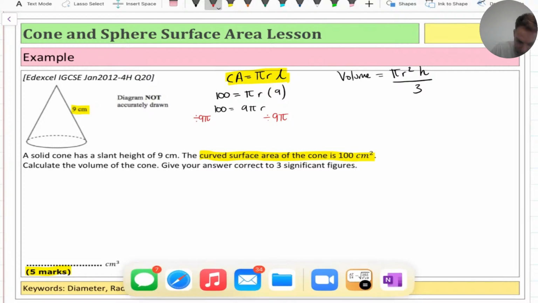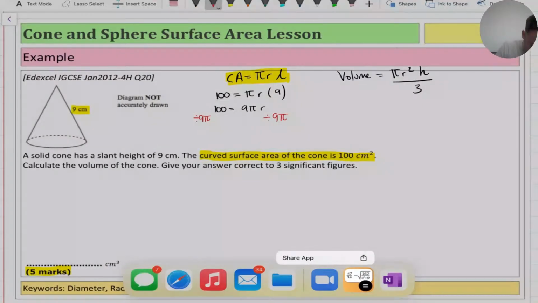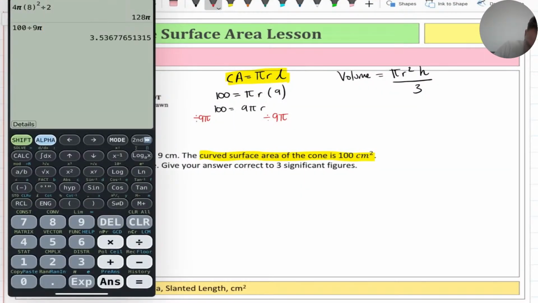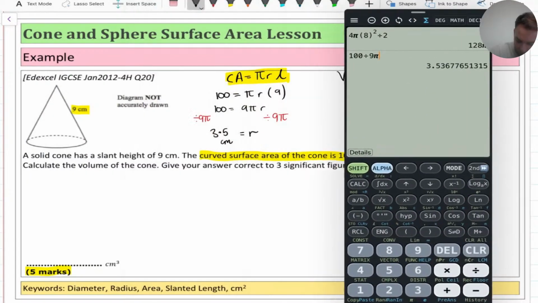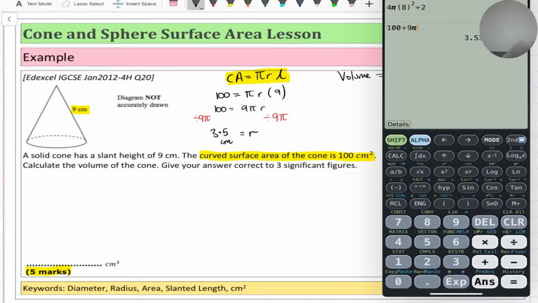Let's have a look at that now. 100 divided by 9 shift pi. So r is equal to 3.5 centimeters. That's a good start. Now let's draw this in. This here is equal to 3.5.